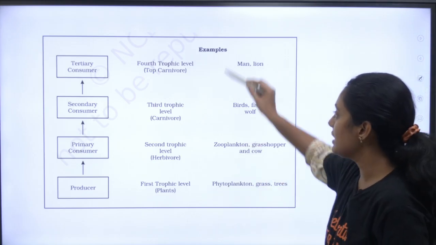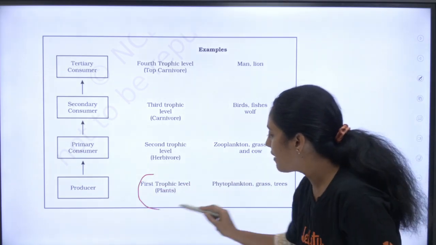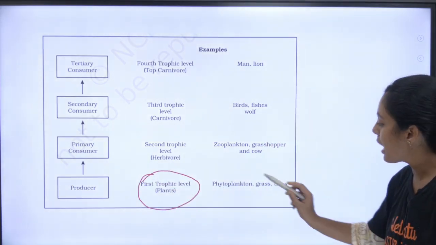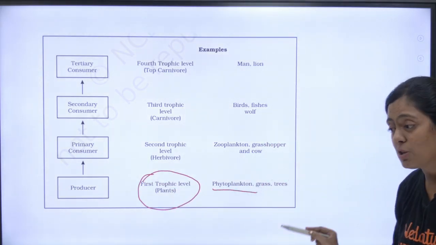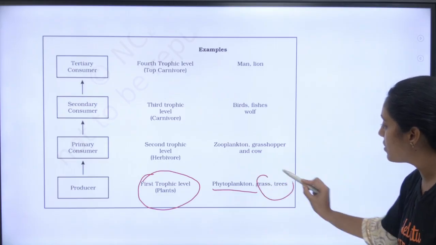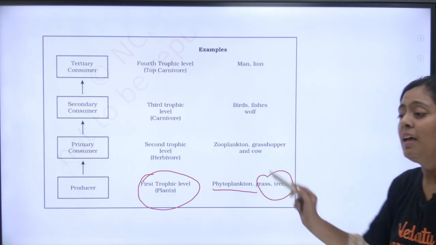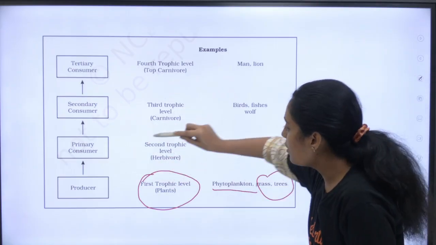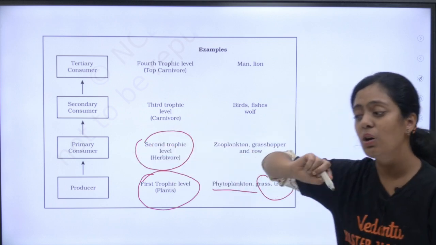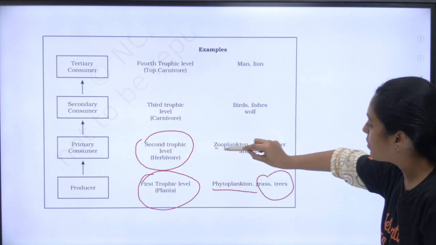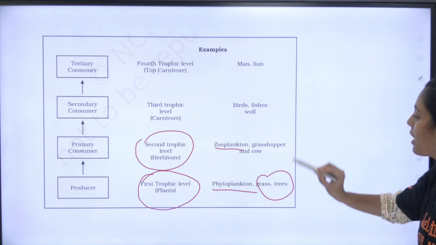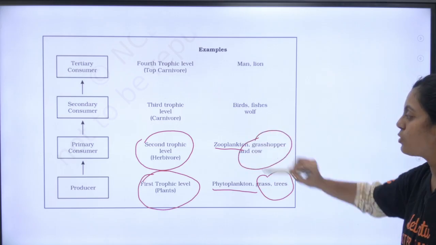So here you can see the trophic levels. In the first trophic level, you have plants, okay. In an aquatic ecosystem, you have phytoplankton. In a terrestrial ecosystem, you have grass and trees, okay. The primary consumer forms your second trophic level, which is usually a herbivore, okay. In an aquatic ecosystem, you have zooplankton. In a terrestrial ecosystem, you have grasshopper and cow.